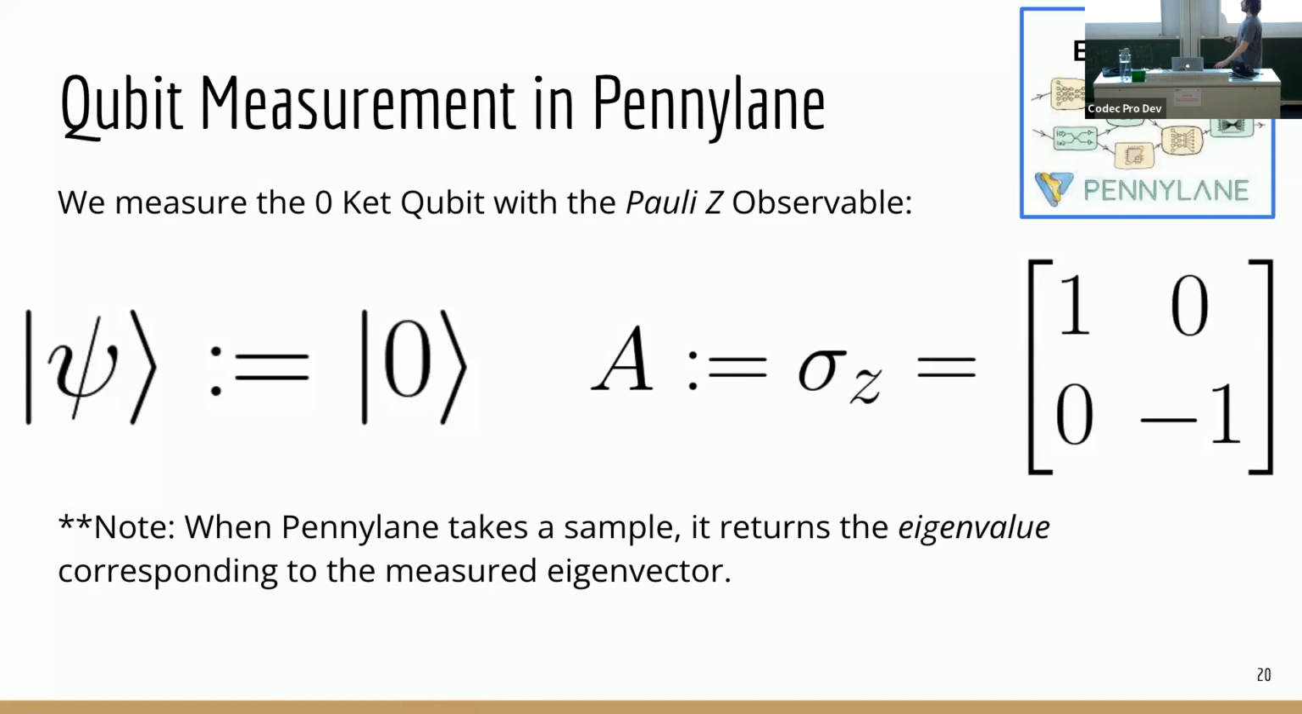And the circuit that we want to create will just measure our default qubit state. And something to keep in mind is that when PennyLane is measuring and taking a sample, what the simulator will return to us is not the eigenvector that the qubit collapses to, but rather the corresponding eigenvalue of the measured eigenvector.